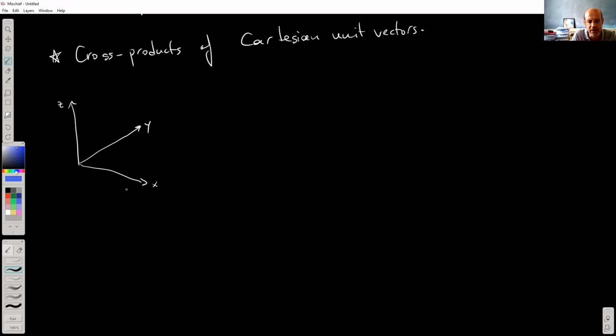Let me use a different color in here. The unit vectors I, J, and K are the unit vectors along these three special axes, okay? There are certain things we know, for example, I cross I is equal to 0, and similarly J cross J, because the cross product of a vector with itself is equal to 0. All right? So that's okay.